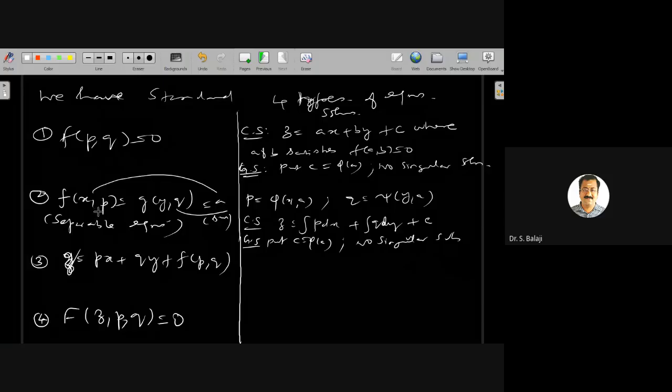You can see x p, y q in that equation, but if you are able to separate x p on one side and y q on the other side, then you can proceed this way.